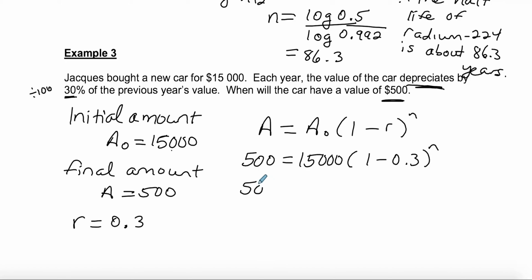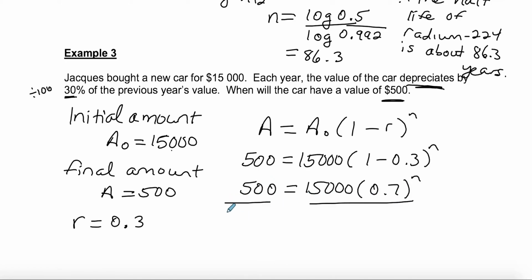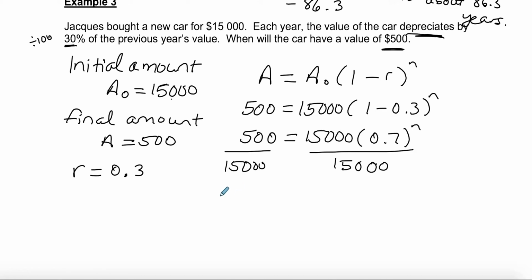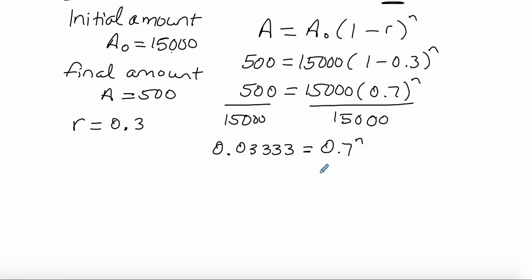I simplify. I could divide both sides by 15,000, and then I could use fractions. I end up with 0.0, I'm going to use a few decimal places to make sure I'm accurate, and then 0.7 to the exponent n on the right. So if I want to find out the number of years it's going to take for this car to depreciate to $500, I'm going to have to find out what my exponent is. So we're saying 0.7 to the exponent what gives us 0.03333. I don't know what n is, but I could write this in logarithmic form.